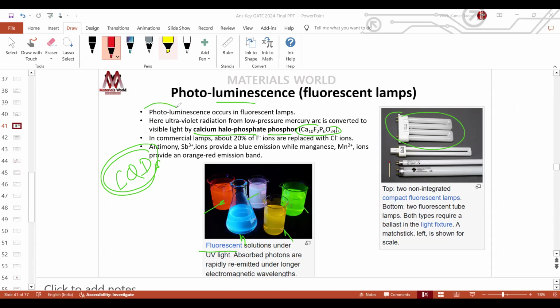So photoluminescence occurs in fluorescent lamps. The fluorescent lamps are the applications where we get photoluminescence. I'm really sorry. And of course your energy source is light. The energy source is light. Fluorescent lamps are one application of photoluminescence, this typical fluorescence.